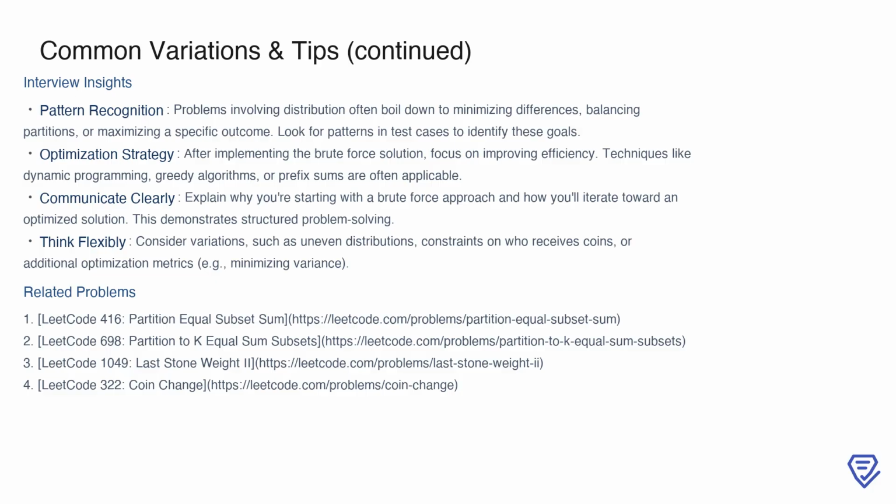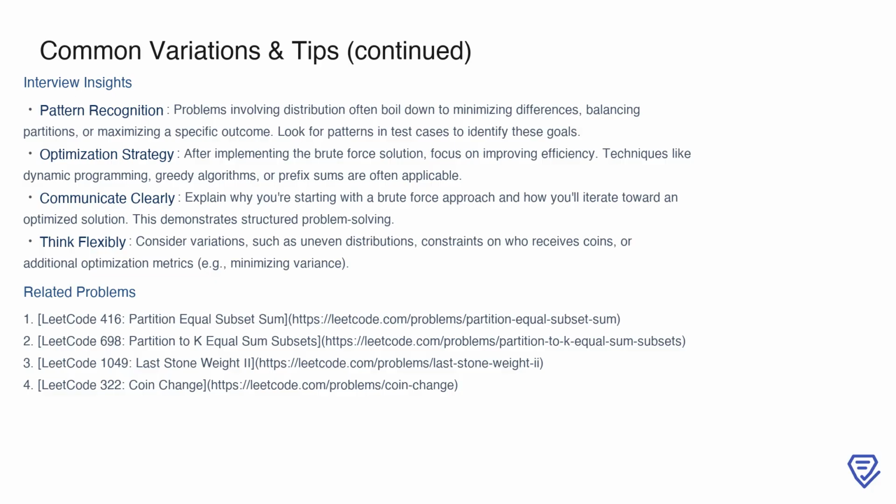Clear communication is also essential. Explain your thought process, starting with why you chose a brute force approach and how you plan to refine it. This shows structured problem solving. Flexibility is another important attribute to demonstrate. Consider potential variations, like uneven distributions, constraints on who receives coins, or additional goals such as minimizing variance. Finally, exploring related problems, like partition equal subset sum or coin change, can deepen your understanding and prepare you to tackle similar challenges.